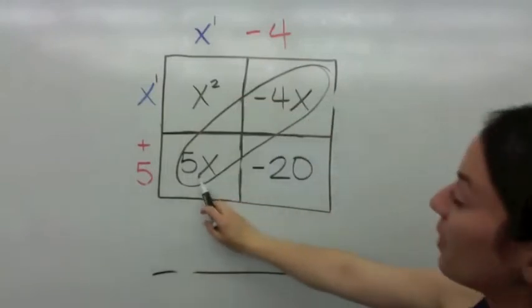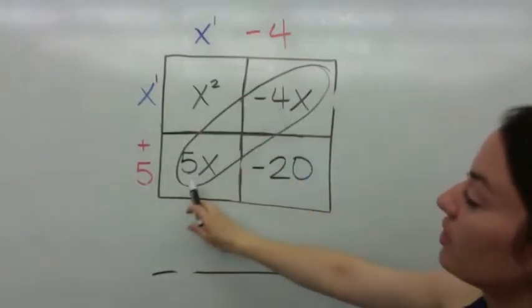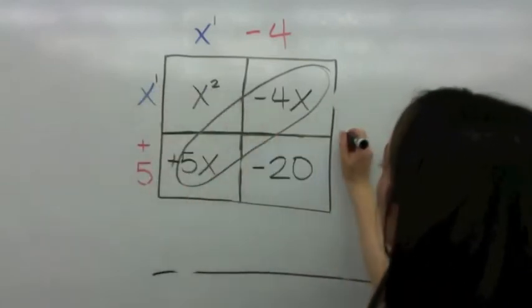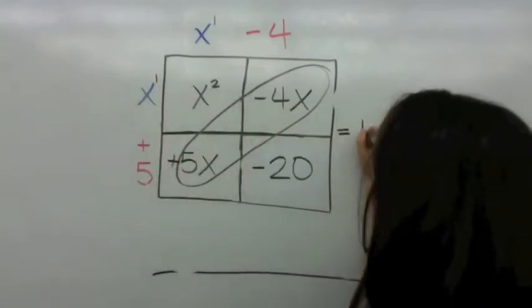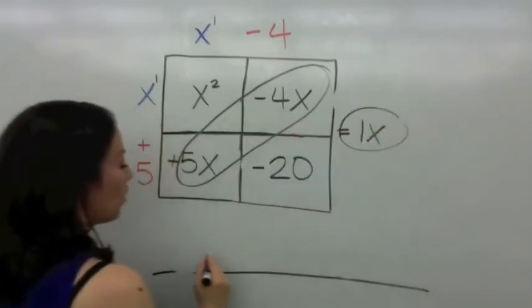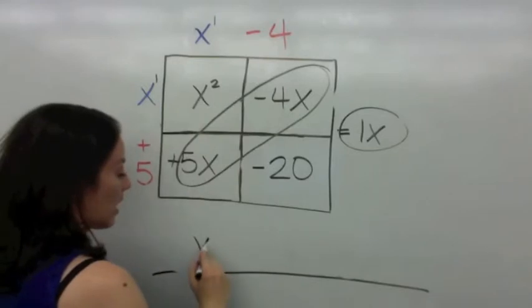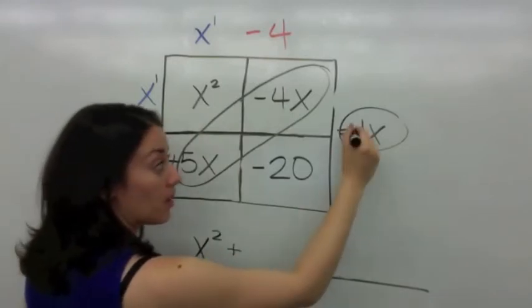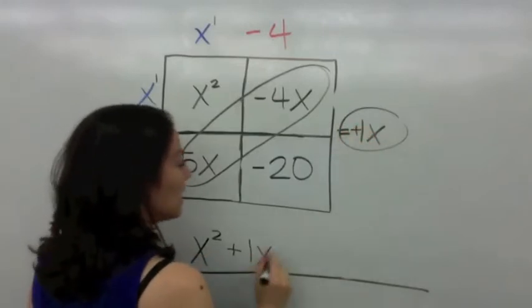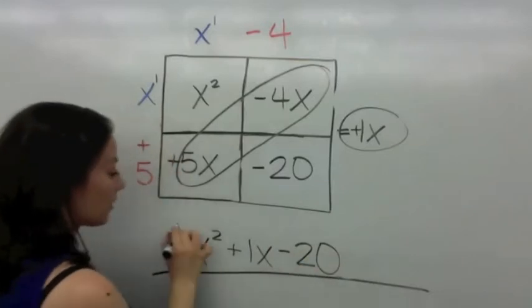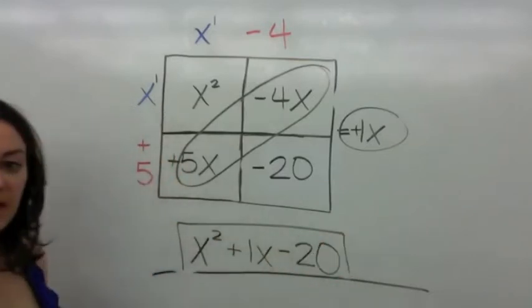We circle the like terms. Now you have a positive 5x minus 4x. This is actually positive, I forgot to write it. So 5 minus 4 is what? It is 1x. Let's write this horizontally now. The quadratic term is x squared. The linear term is positive 1x, and the constant term is negative 20. Very good. Go ahead and get that down.